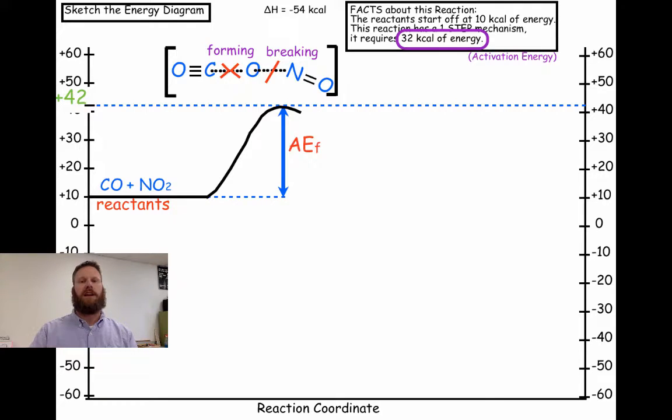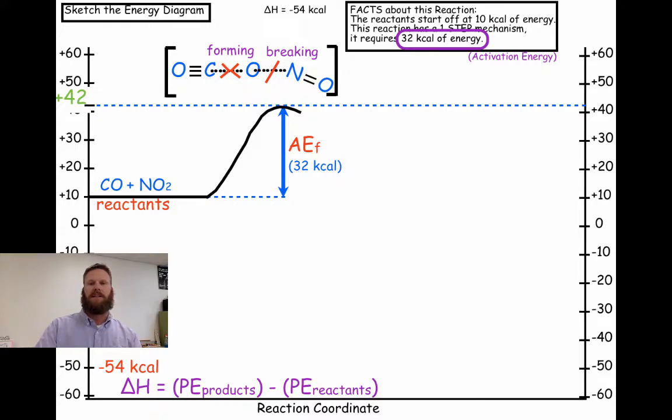Remember, the activation energy is the energy of the activated complex, the highest hill on the energy level diagram, minus the energy of the reactants. How can we find the energy of the products? We have to use this equation for enthalpy. Delta H for the overall reaction is negative 54 kcals, and we know the energy of the reactants is 10 kcals. So we can solve for the energy of the products. Negative 54 kcals plus 10 kcals is negative 44 kcals.